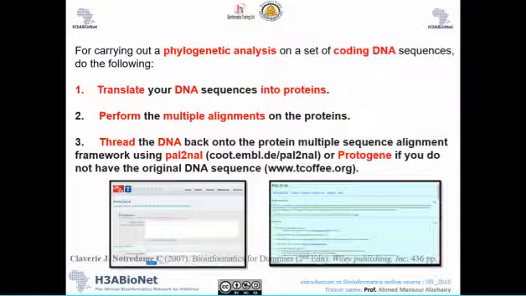Okay, so for carrying out phylogenetic analysis, if you have a set of coding DNA sequences, it is very easy to translate your DNA sequences into protein, and then of course perform the multiple sequence alignment on your protein. Then you can thread them back onto the protein multiple alignment using PAL2NAL or Protogen, from T-Coffee. So first of all, if you have a DNA sequence that can be translated into a protein, use the protein for making the multiple sequence alignment, and then, as we said, thread them back to your DNA.